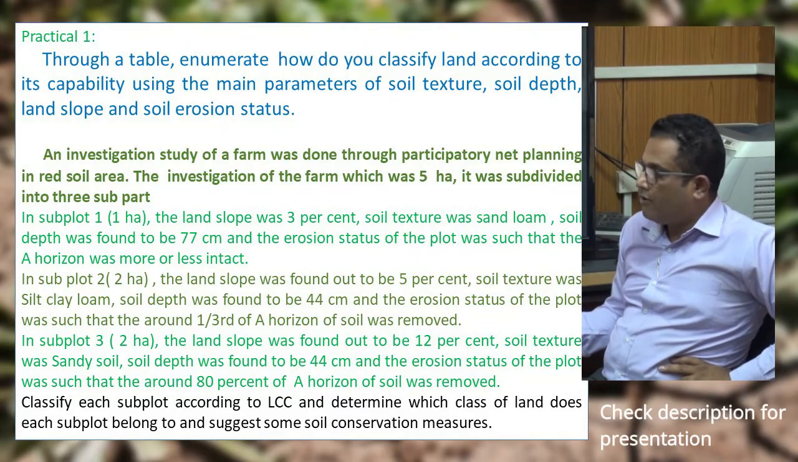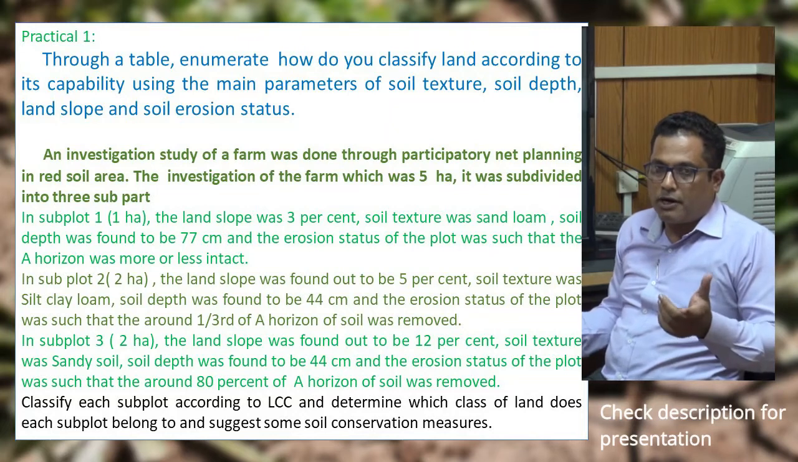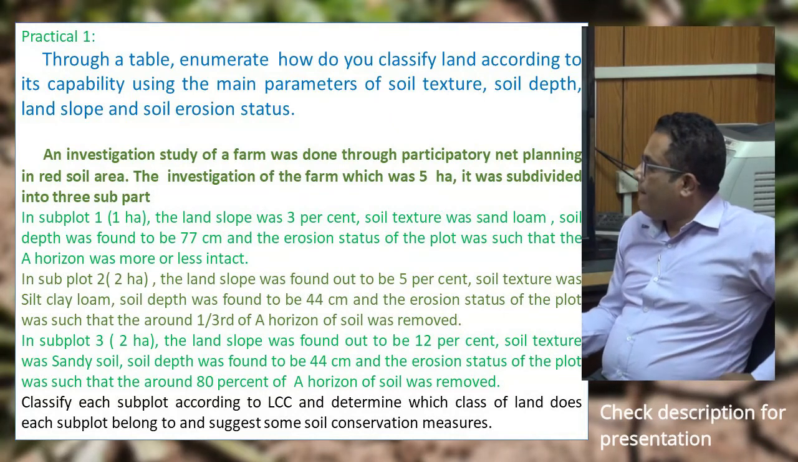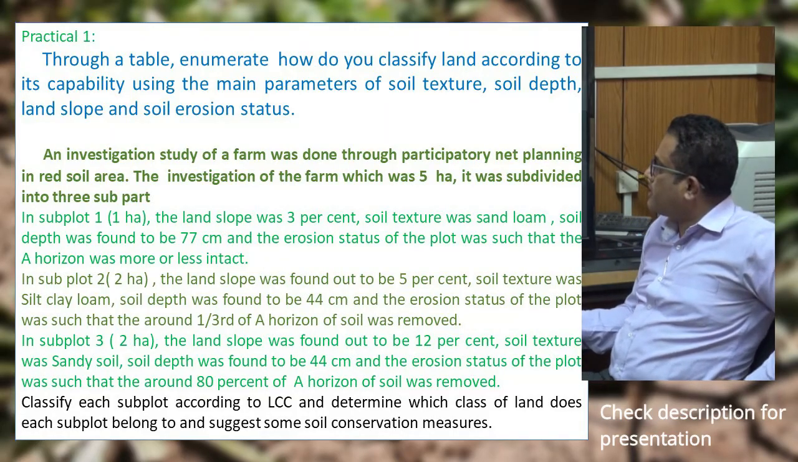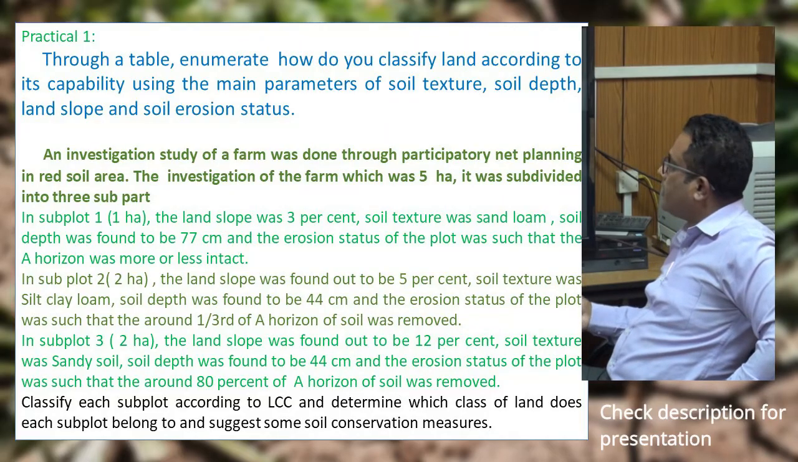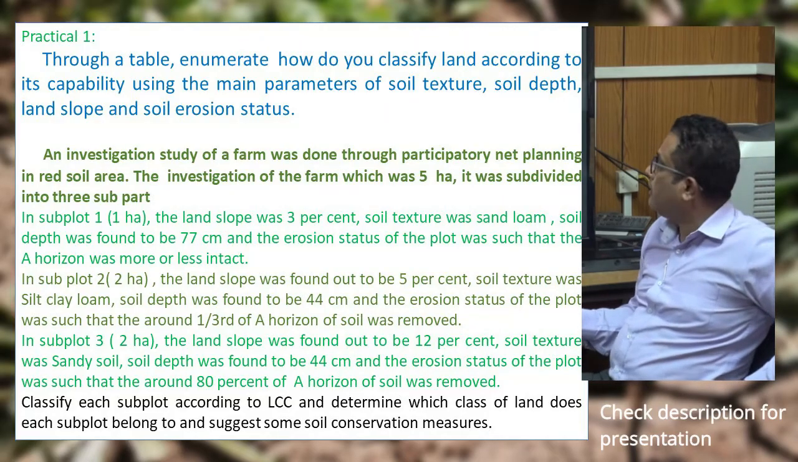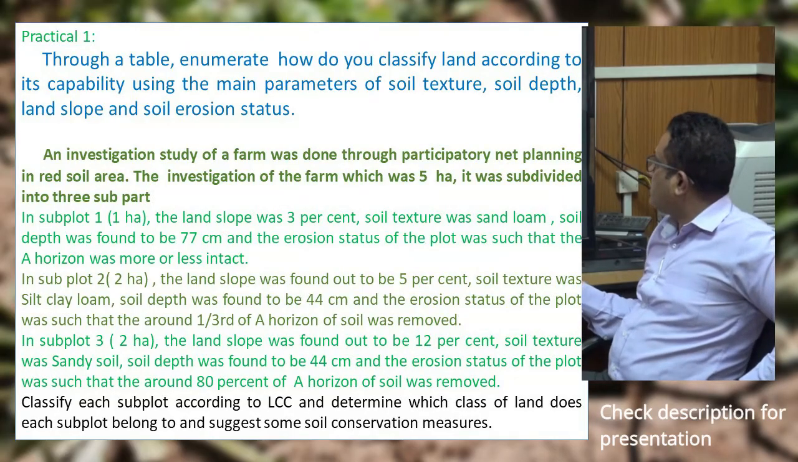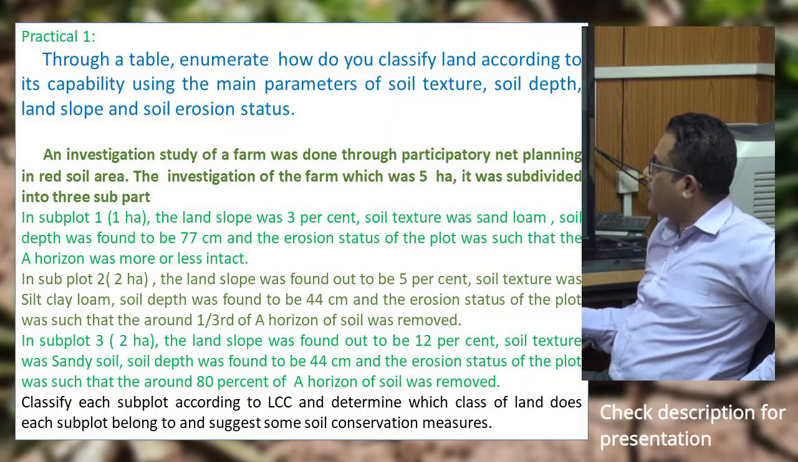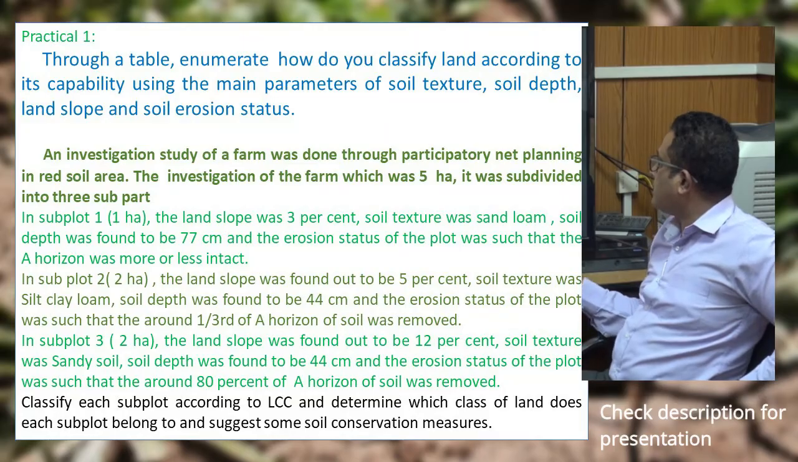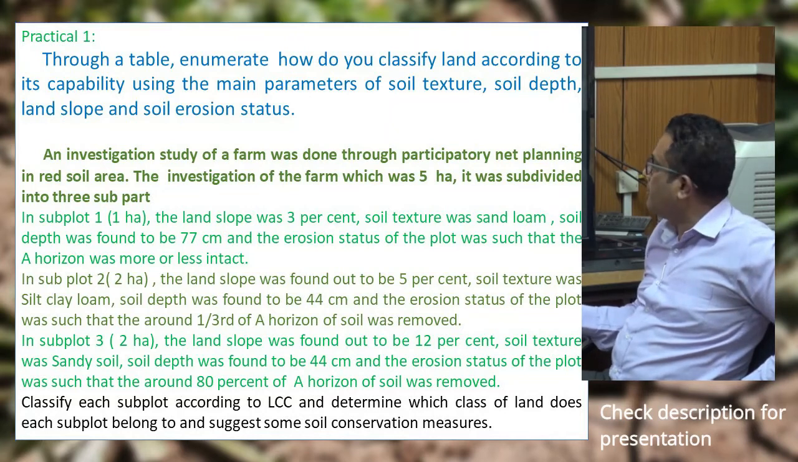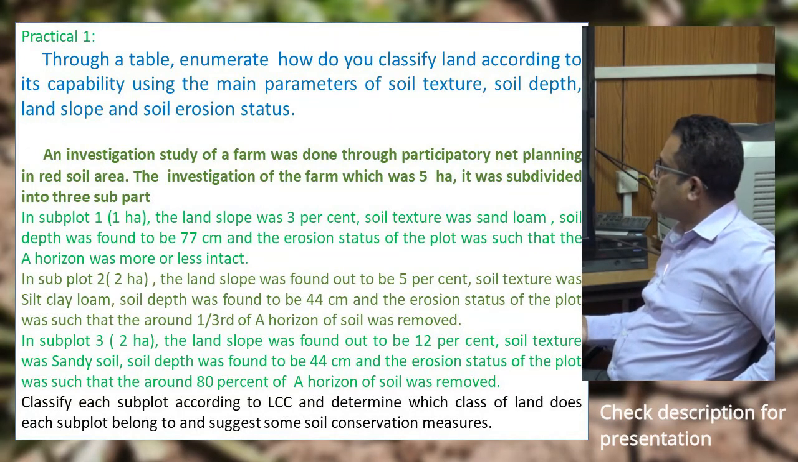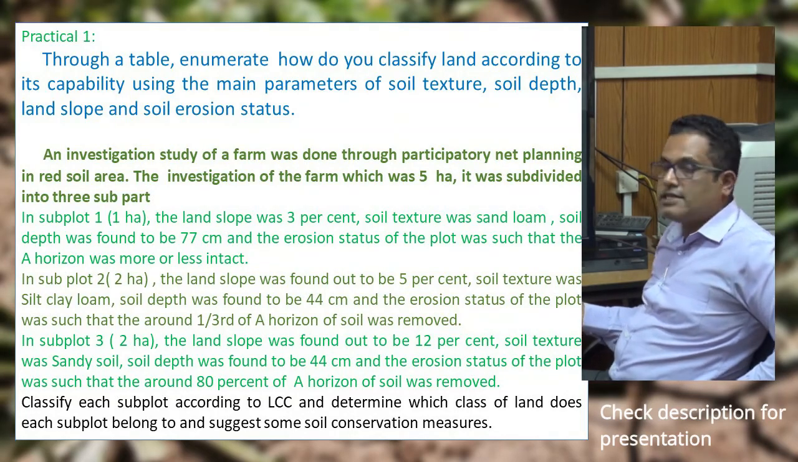Second is what we did in part 2 in the practical class, where the question is like this: an investigation study of a farm was done through participatory net planning in a red soil area. The farm, which was 5 hectares, was subdivided into 3 subparts. In subpart 1, the land slope was 3%, soil texture was sandy loam, soil depth was found to be 77 centimeter, and the erosion status of the plot was such that the A horizon was more or less intact.